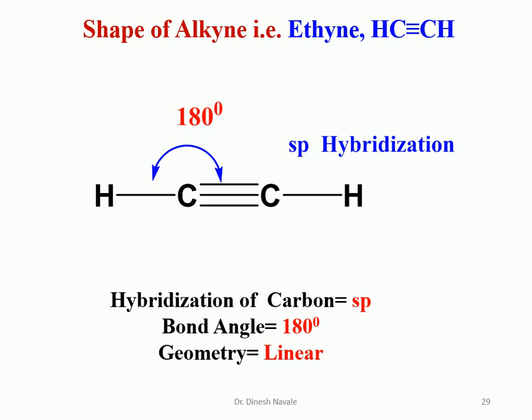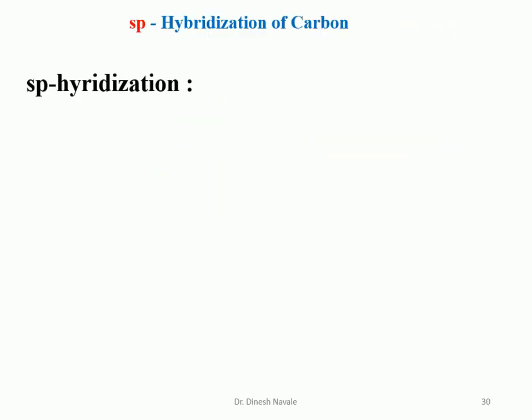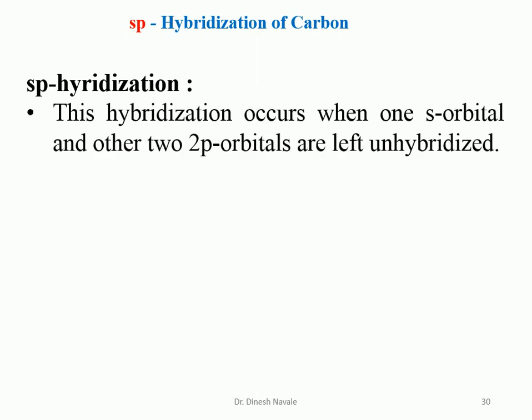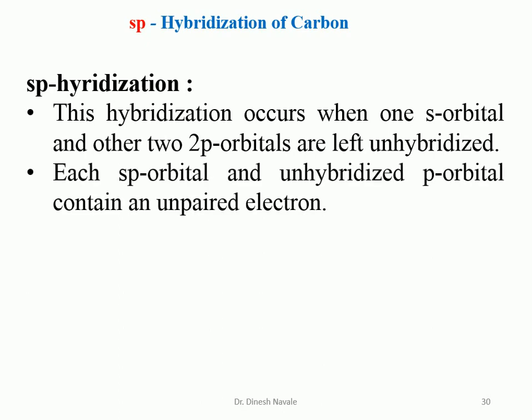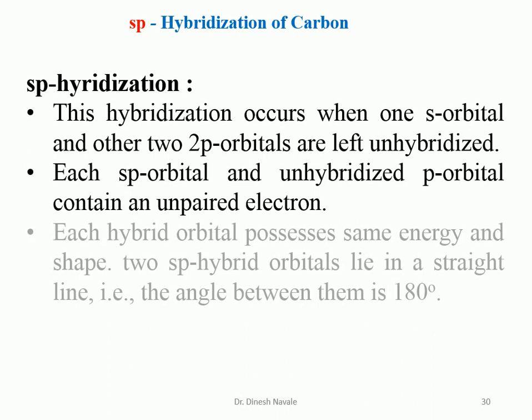So whenever a carbon atom is triply bonded to another atom, it will show sp hybridization, and one of the best examples is a nitrile carbon as well as the alkyne carbon. So it is the sp hybridization of the carbon atom. This hybridization occurs when one s orbital and one p orbital hybridize, and the other 2p orbitals are left unhybridized. Each sp orbital and unhybridized p orbital contains an unpaired electron.